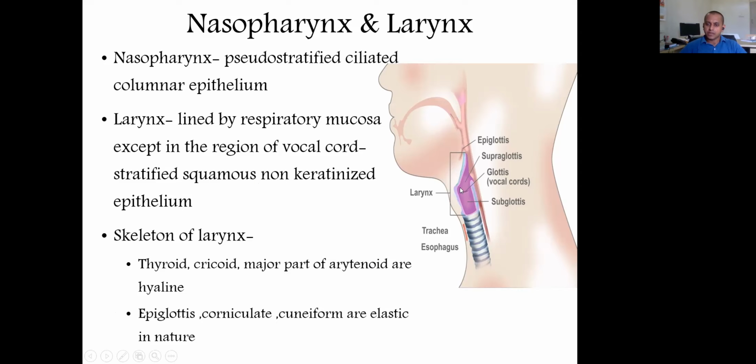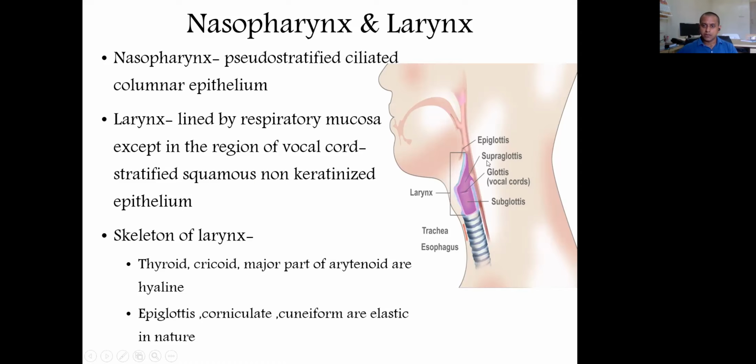So what will be the lining epithelium of this? It is again the lining epithelium of respiratory mucosa, except at few places here. Just check this region. This is the epiglottis, and this is the oral cavity. You can see the tongue which is projected. So the epiglottis has two surfaces: the surface which is going inside the larynx, and the other surface which is towards the oral cavity. Which lining epithelium do you expect towards the oral cavity? Obviously, the lining epithelium of oral cavity, that is stratified squamous non-keratinized epithelium.